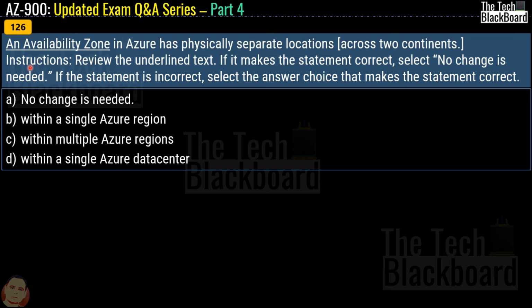Now let's jump to question number 126, and this question says an availability zone in Azure has physically separate location across two continents. The instructions given are that you have to review the underlying text, this one, and if this makes the statement correct, select no change needed. Otherwise, you have to select one of these given options. The options given are no change needed, within a single Azure region, within multiple Azure region, within a single Azure data center. The correct answer for this question is option B, within a single Azure region.